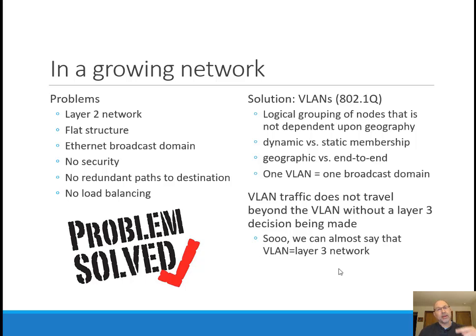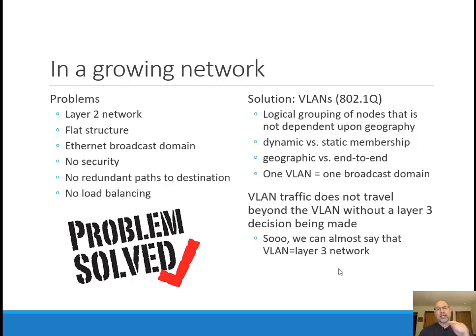So there's a tie between what goes on at layer 2 and layer 3. Now, we've talked about this before. There's a tie between the addressing at layer 2 and the addressing at layer 3, and this is another one of those ties. So there's a tie between VLANs and layer 3 networks. When we define VLANs, usually it's static membership, but we do have the ability to change the membership of ports. Those are called dynamic. VLANs can be very geographic. They can be very local to where you are, a closet or a building. They can also be end-to-end, so they can spread out as far as you want them to.